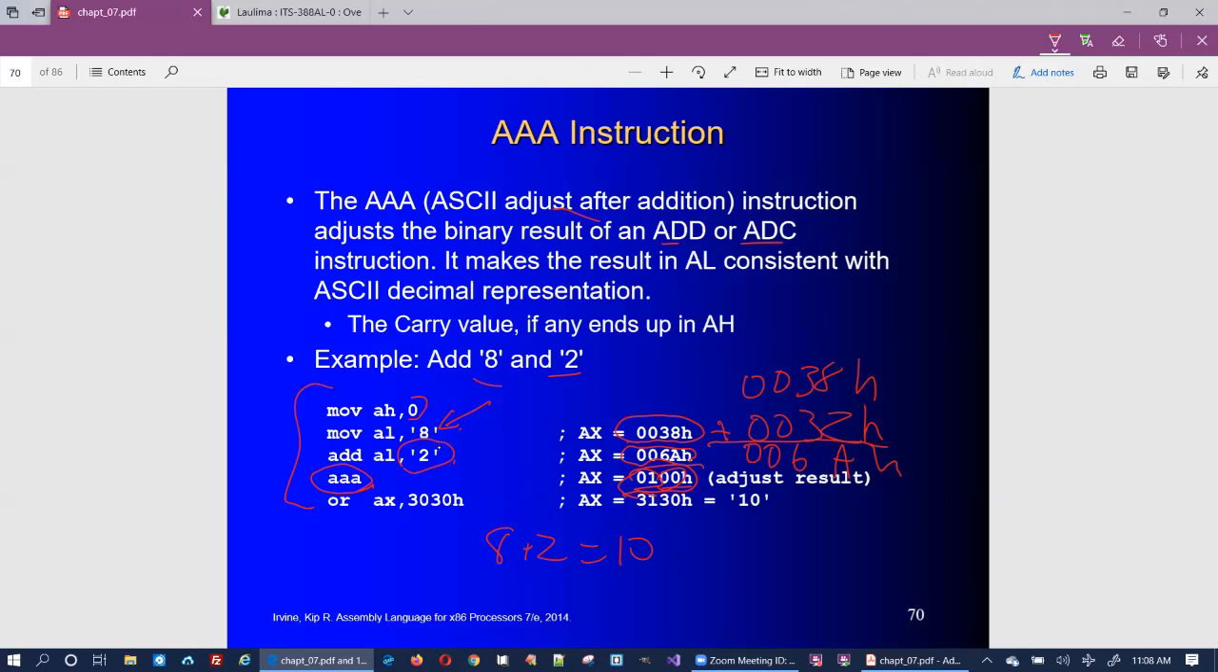So the result should be 10, but we aren't done yet because it's not ASCII yet. It's just binary coded decimal. So then we OR the AX register with 3030, which sets the lower 2 bits of the upper nibble to 3, and it becomes ASCII 10. 31 and 30 is ASCII 10. So that's how ASCII adjust after addition works.